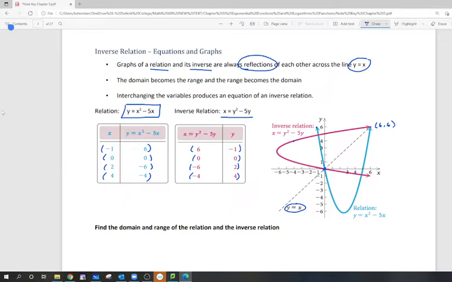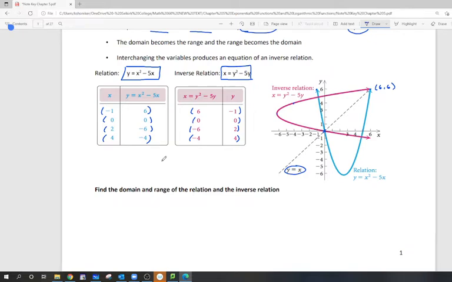Now, if I was actually trying to plot using this equation, I would not plug in values of x and solve for y. I would plug in values of y and solve for x. Okay? The last thing I want to talk about in this section is domain and range. So I want to look at the domain and the range of the relation and the inverse relation, and I want to see what happens.